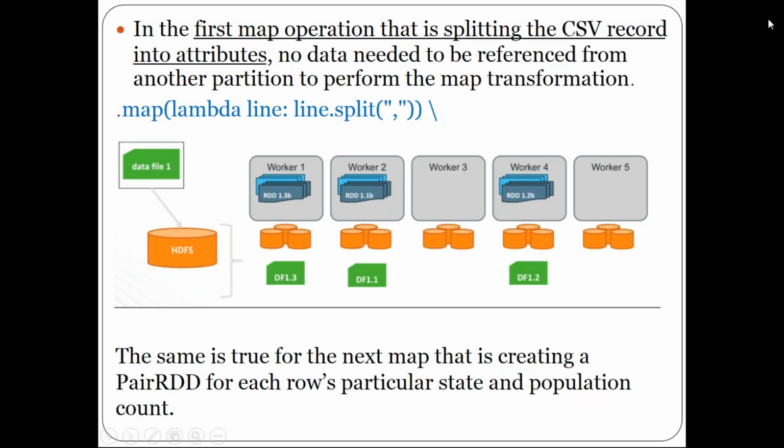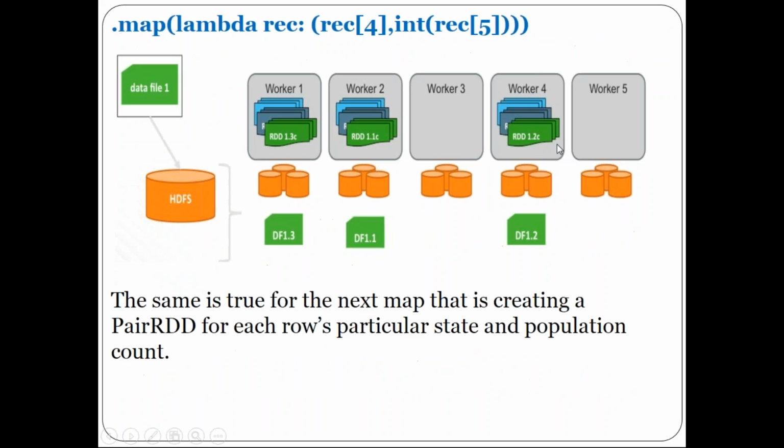Now let me move on to the next thing. Now you have a map function. Here what you need to understand is, this is your attributes, this is your mapped attributes, and in that you have another transformation step which is doing rec of 4 and rec of 5. One of A, one of B, one of C. This is 3C.